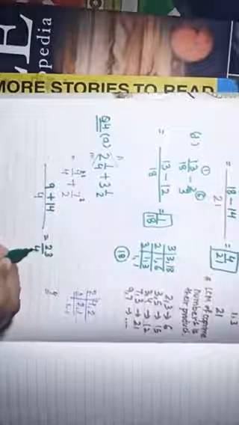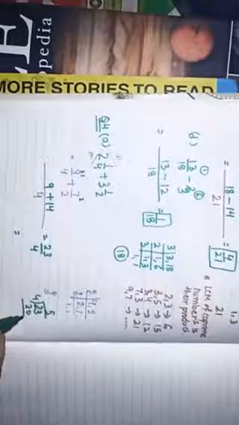7 2s are 14. So this is 9 and 14, 23 by 4. So we'll divide it. 23 divided by 4. This is 4 5s are 20. 3 left. So we have 5 wholes and 3 is left out of 4.